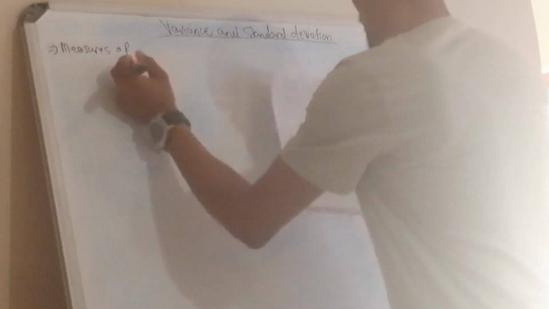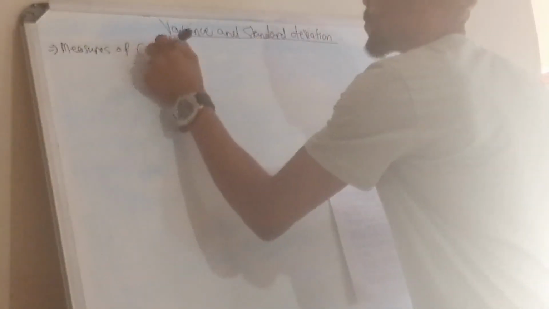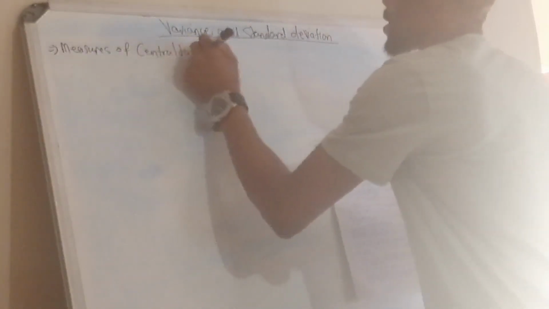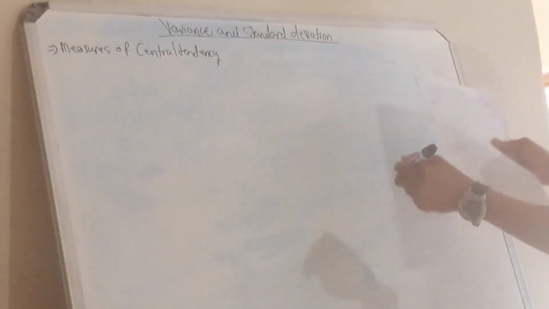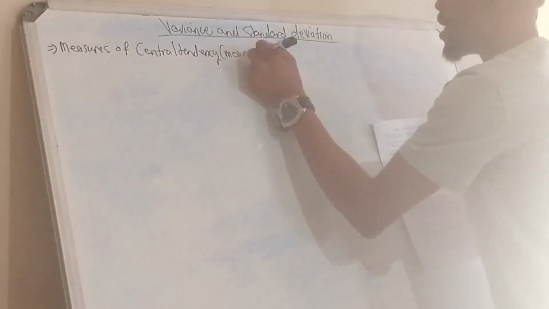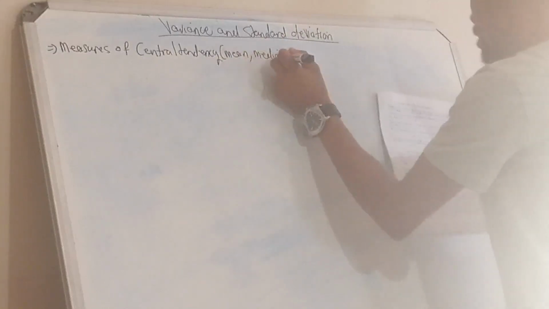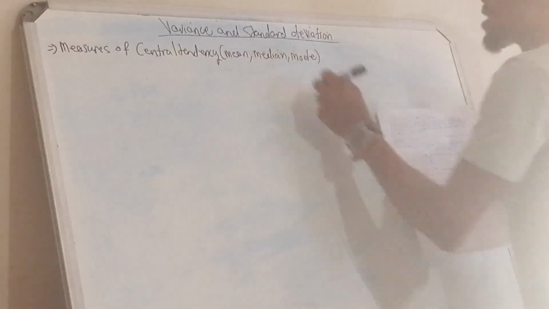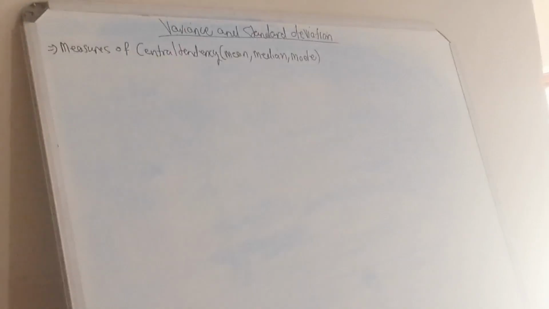The measures of central tendency: the mean, the median, and the mode. Those are the three fundamentals, the three measures of central tendency. Calculate or give us the three measures of central tendency: the mean, the median, the mode.